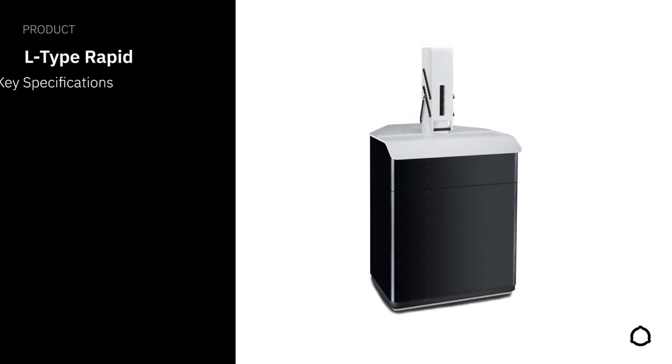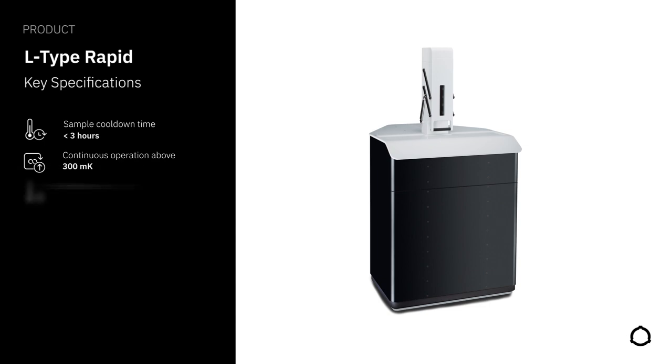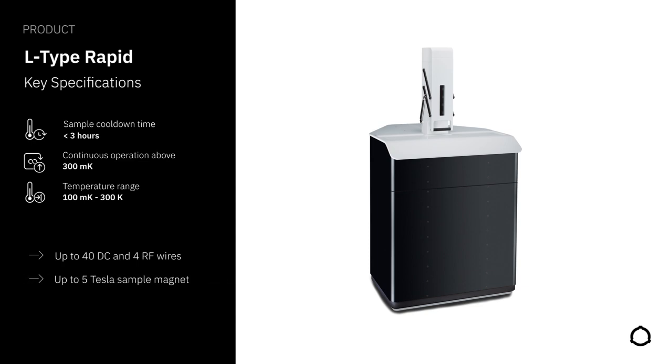In the standard configuration, the L-type rapid offers continuous cooling at 300 mK and one-shot operation down to 100 mK. The sample puck comes with 40 DC and up to 4 RF connections. For material characterization, the L-type rapid can be equipped with an optional sample magnet providing up to 5 Tesla magnetic field.